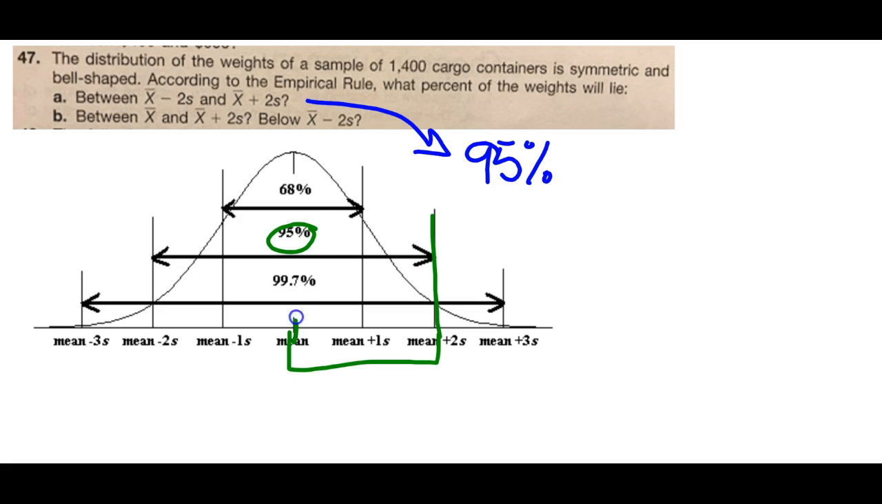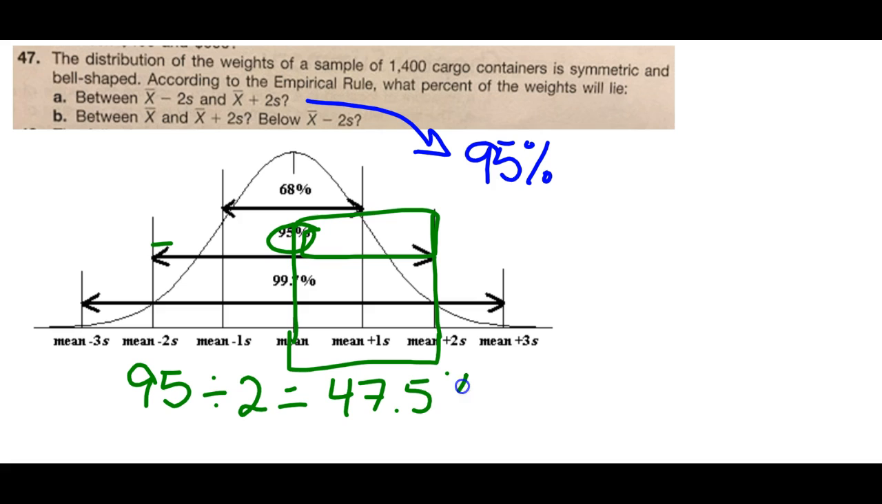So we're looking at this, which we know, we come up here, is part of this 95%. But we are not actually looking at this whole 95. We're only looking at this section here, which is half of 95. So 95 divided by 2 will give us 47.5%. So 47.5% of the weights lie between the mean and the mean plus 2 standard deviations.